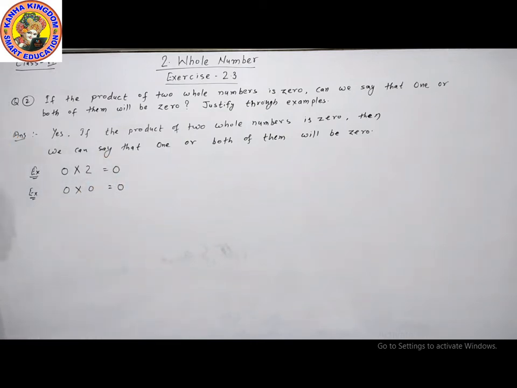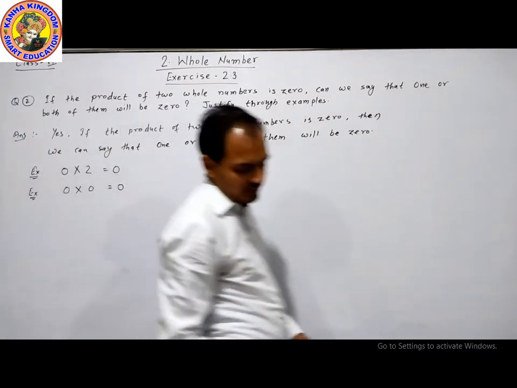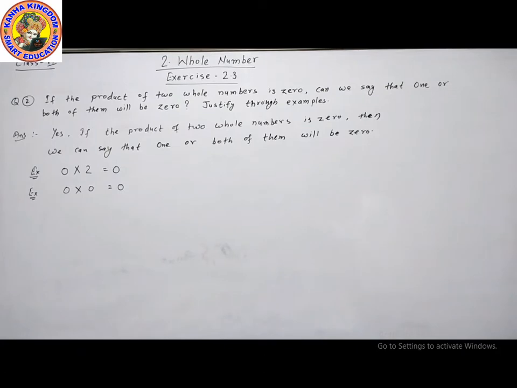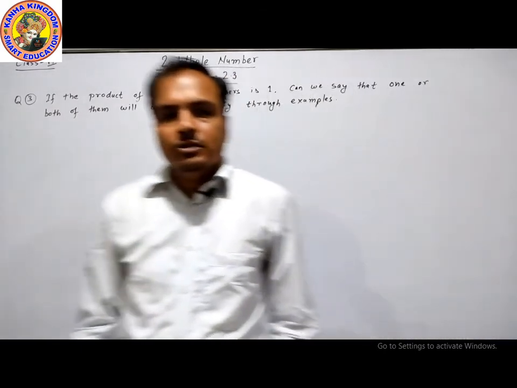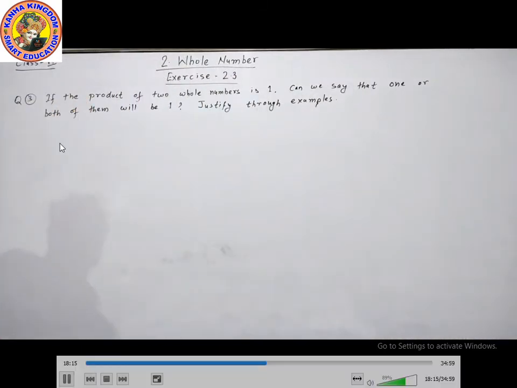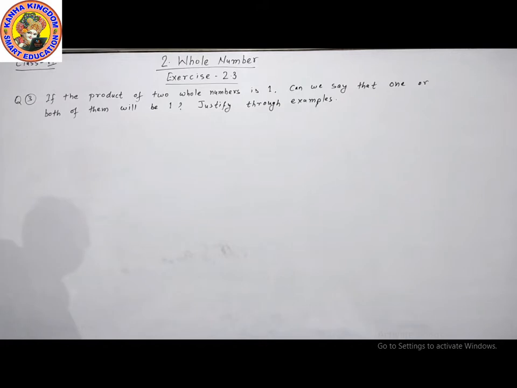You can take a screenshot of this. We will move to our next question. Now our next question is question number 3. If the product of two whole numbers is 1, can we say that one or both of them will be 1?